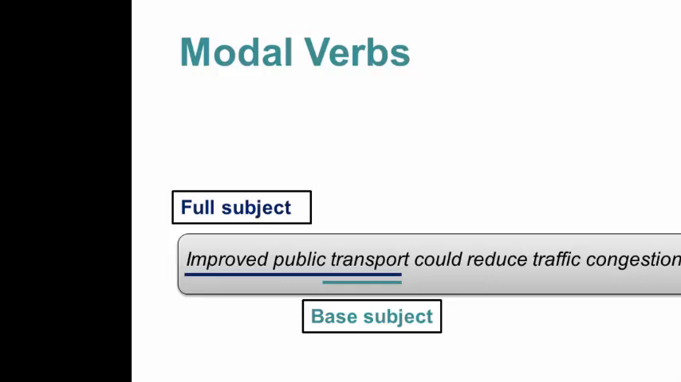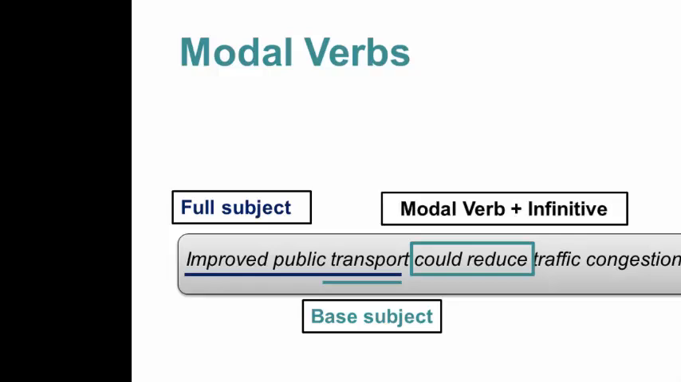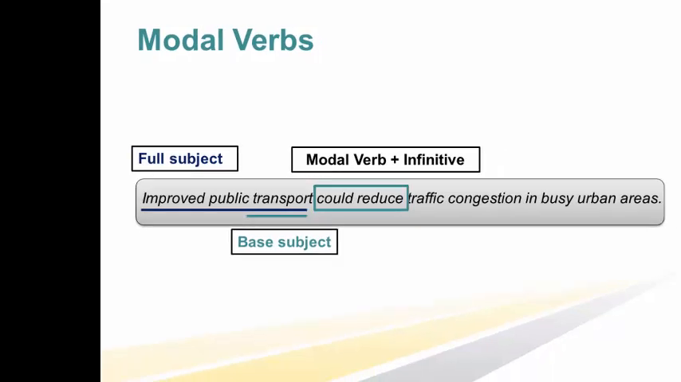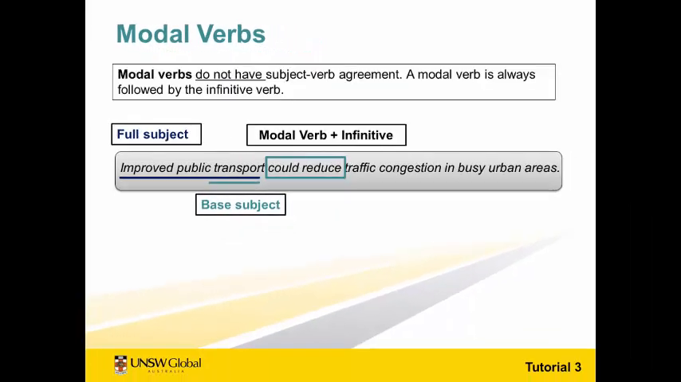But if we look here, we can see that there's two verbs and it's not in the singular form. In fact, this is a modal verb. And when we have a modal verb, it is always followed by the infinitive form. So our next rule is that modal verbs do not have subject-verb agreement. A modal verb is always followed by the infinitive verb.